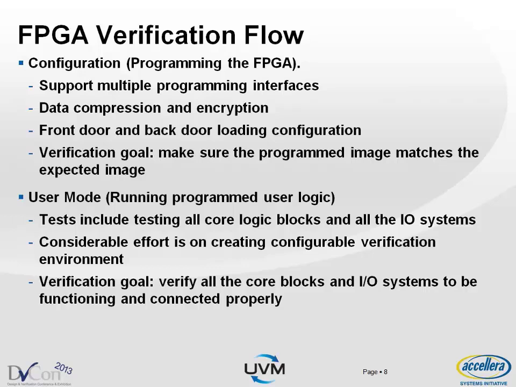Also, we support front door and back door loading of the configuration to the core and the I/O system. The reason is that with the front door, since the size of the image could be fairly large, it could take a long time to load. So when we're running a user mode task, we don't really want to go through the front door again. So we provide a backdoor load mechanism so that we can go to user mode very fast. The verification goal here is to make sure that the programmed image matches the expected image we have, using control block models.